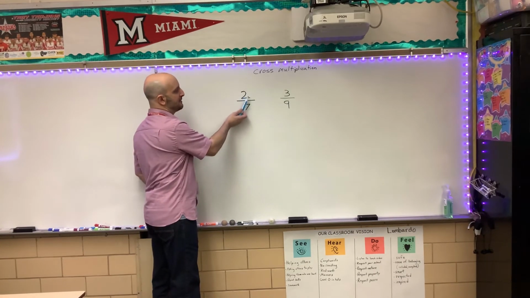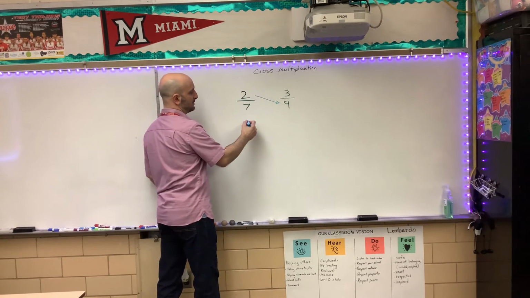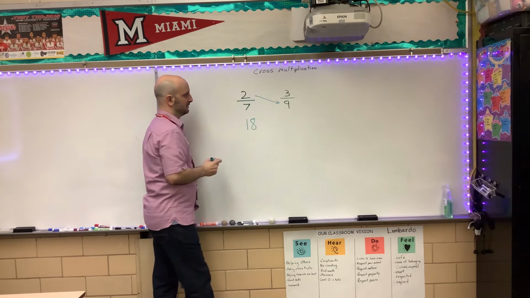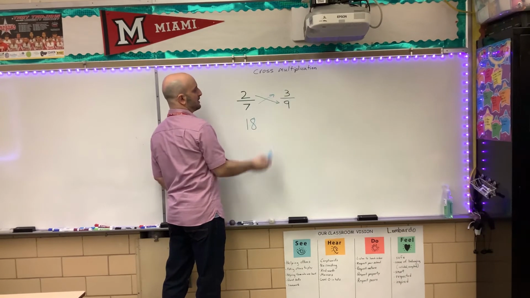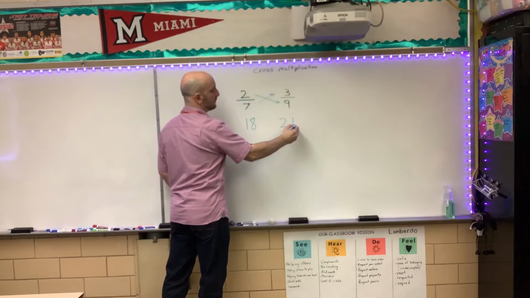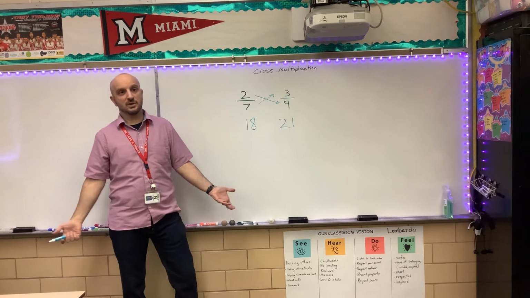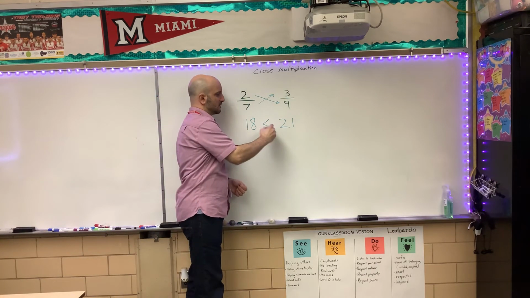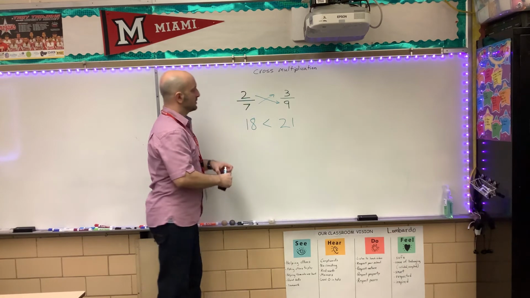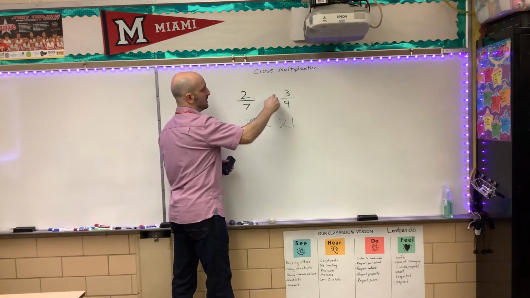Start with the upper left and multiply diagonally. 2 times 9 is 18. Then we do 7 times 3. 7 times 3 is 21. So now you have these two numbers and you just ask yourself, which one is larger, 18 or 21? 21. Yeah, of course, 21. So since 21 is larger, that means 3/9 is larger.